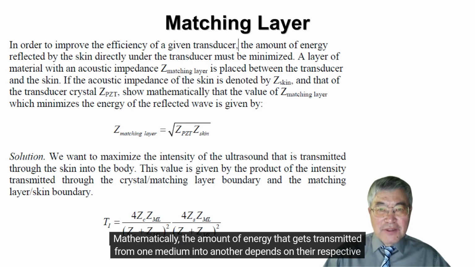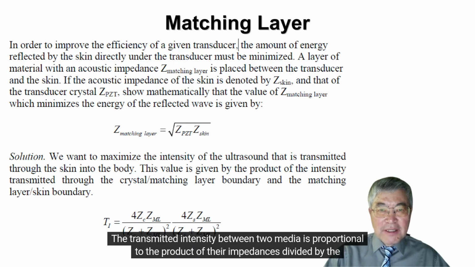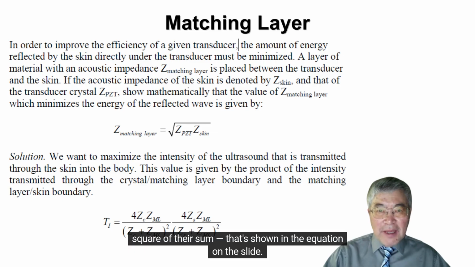Mathematically, the amount of energy that gets transmitted from one medium into another depends on their respective acoustic impedances. The transmitted intensity between two media is proportional to the product of their impedances divided by the square of their sum, that's shown in the equation on the slide.